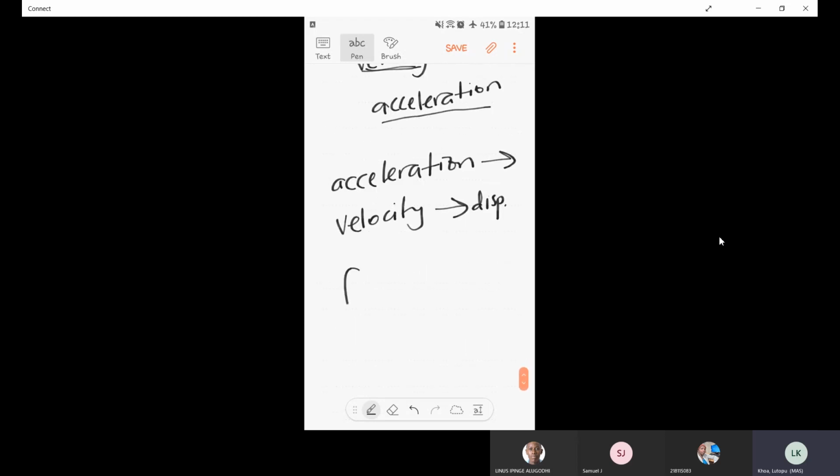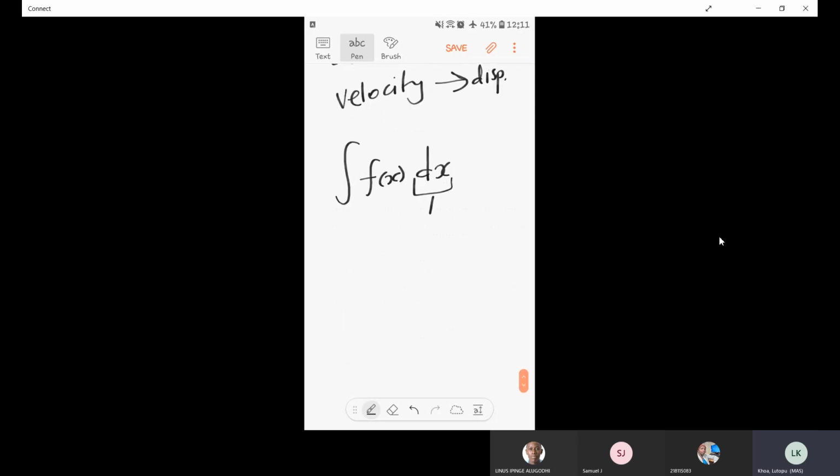So with integration, we use this symbol. This is a symbol for integration. And we are saying we integrate a function f of x with respect to x. So this dx tells me what variable I am integrating with respect to. So this means integrate with respect to x. Okay, so this f of x, this is your gradient.